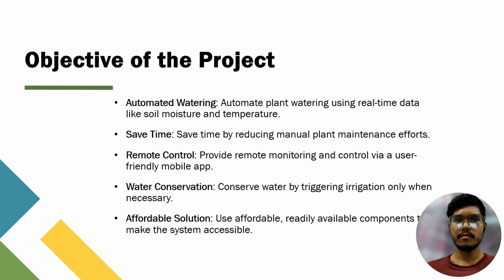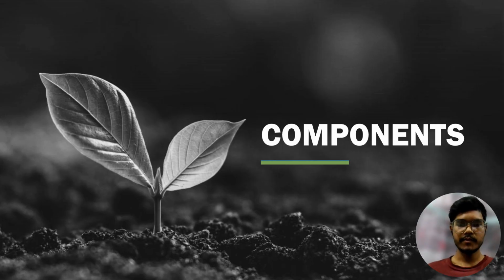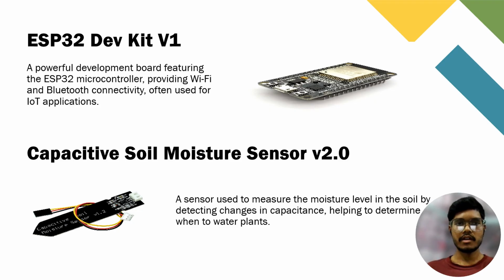So the objectives of our project are automated watering, saving time, remote control, water conservation, and an affordable solution. The next slide is components. Our first component is the ESP32 DevKit version 1. This is one of the major components of our project, and it provides Wi-Fi and Bluetooth connectivity.